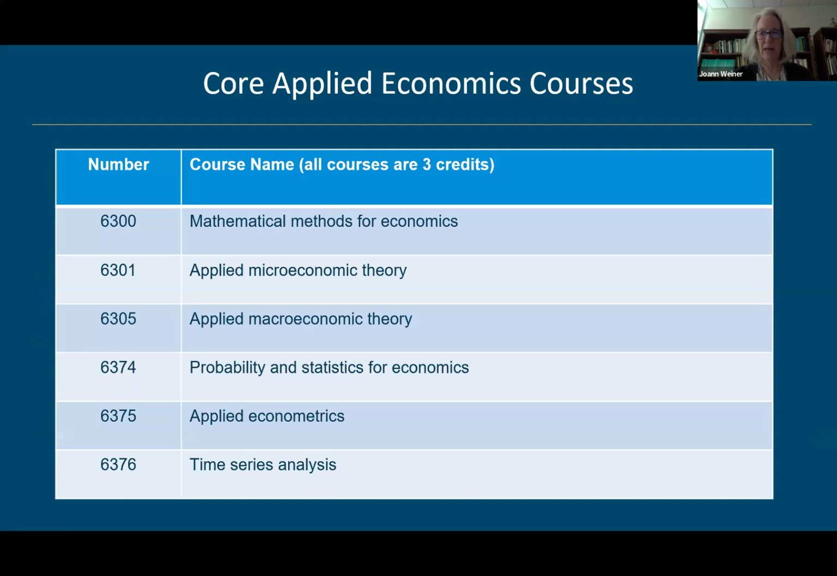What are our core applied econ courses? Math for economics, applied micro theory, the course I teach, applied macro, probability and statistics for economics, applied econometrics, and time series analysis. Those 6 core courses will give you all of the tools that you need to go out and become an applied economist. And I will mention that nearly all of our courses, except for math, require that students use a coding language, Stata or Python. We are very quantitative in that way.